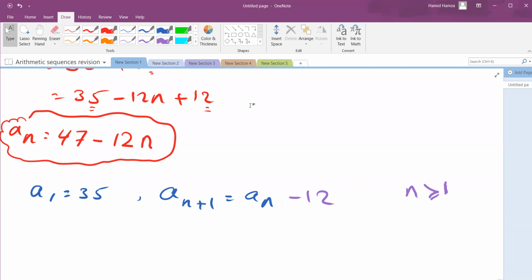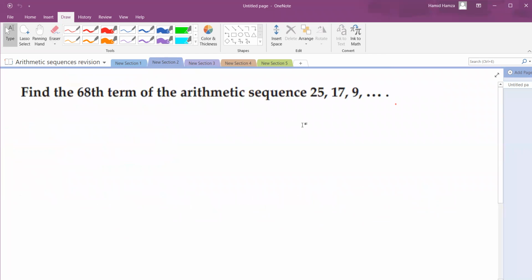So the next one, we wanted to find the 68th term of an arithmetic sequence. As I told you, to find a term in a sequence, you need to form the nth term. We will use the nth term to find any term in a sequence. So before finding this, you need to form an.